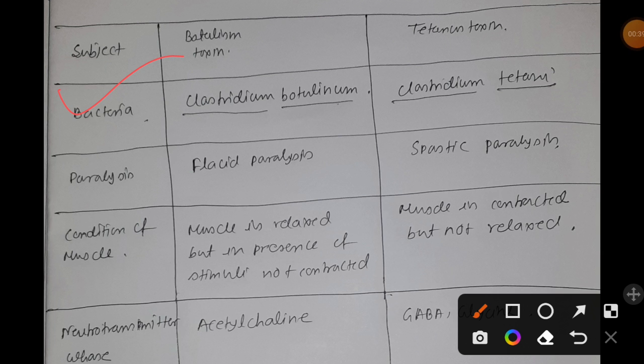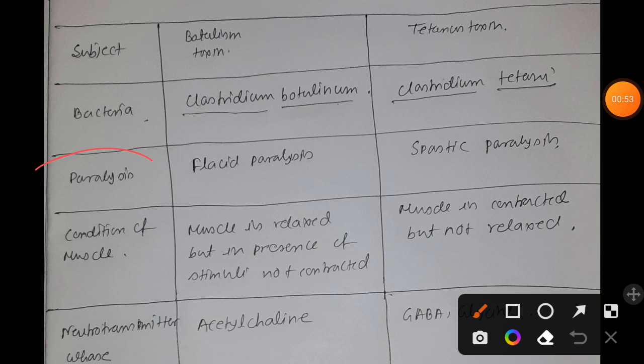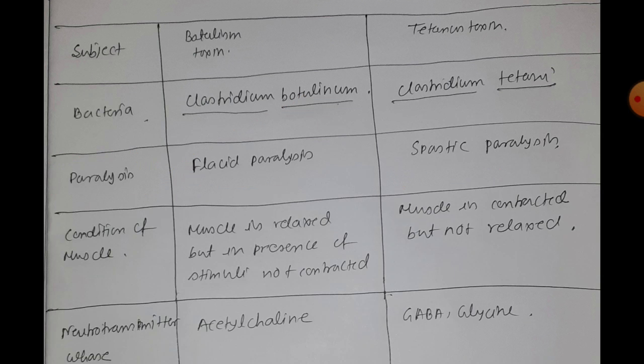So let's start. The first subject is which bacteria secretes the toxin. Clostridium botulinum secretes botulism toxin, and Clostridium tetani secretes tetanus toxin. Paralysis: in the case of botulism toxin it is flaccid paralysis, and in the case of tetanus toxin it is spastic paralysis.